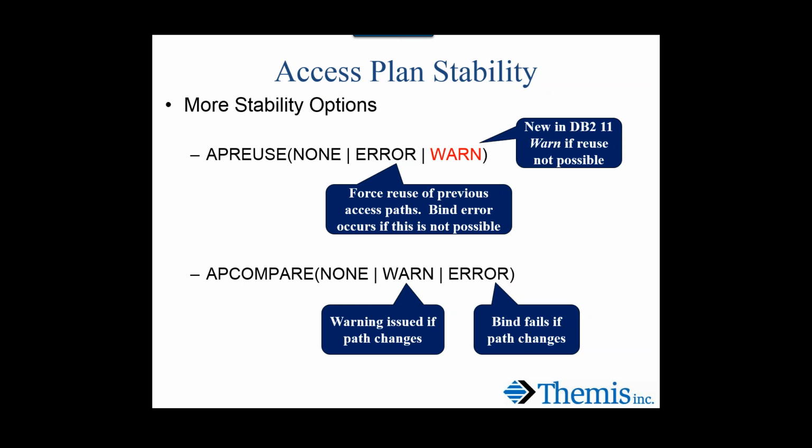So at some point, these access path stability options, they provide stability, right? Stability is good when it prevents bad things from happening. Stability is bad when it prevents good things from happening. So it's a good way to get yourself through the migration in a stable way, but at some point you probably do want to go back and figure out what wants to change, and that other bind option there, AP Compare, can help you with that.